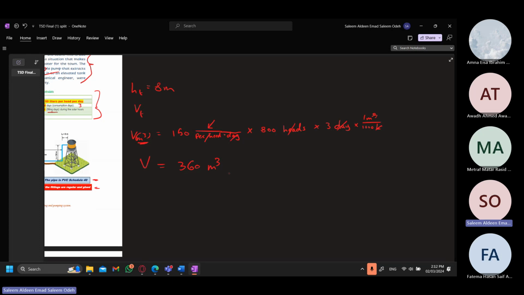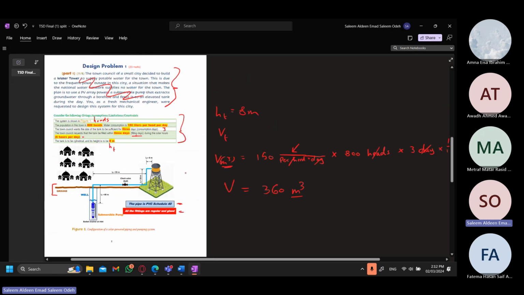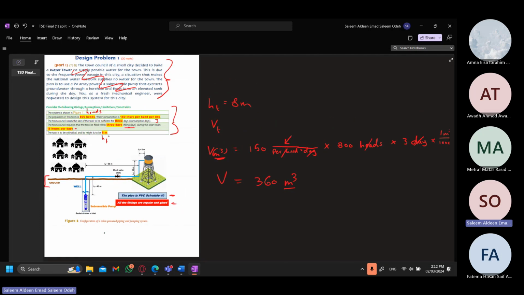So now you have the volume in the right unit, and you have the height, which was given to us as 8 meters. So the equation for volume goes as such. It is volume equals pi d squared over 4 multiplied with the height. Now we have the height, we have the volume.